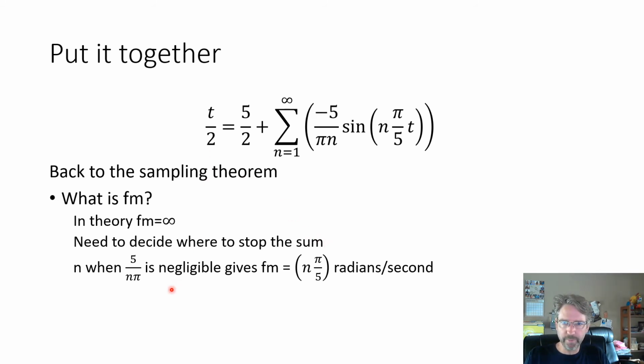A good way to think about it is the amplitude on these sine waves is the b term, so -5 over pi n. When that amplitude is close to 0, then the whole term is close to 0. So if you can find an n where this 5 over pi n is approximately 0, the frequency that corresponds to that is over here, n times pi over 5. So I should leave that t off. N times pi over 5 radians per second. So you need to convert that to hertz.